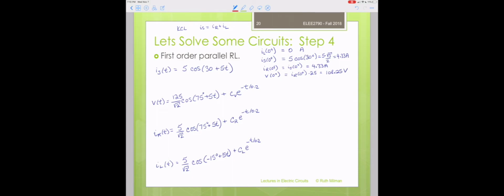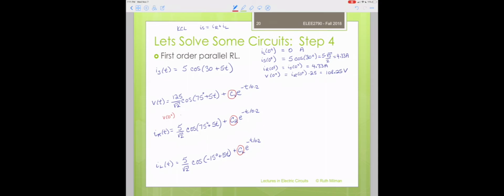So we now know all 4 of our initial conditions. We know the initial current in the inductor, we know the initial current in the source, we know the initial current in the resistor, and we know the voltage in all branches. So we're now ready to turn around and solve for our 3 unknown constants. In order to do that, at each stage we simply evaluate the information at time 0 positive and plug in the left-hand side and the right-hand side.